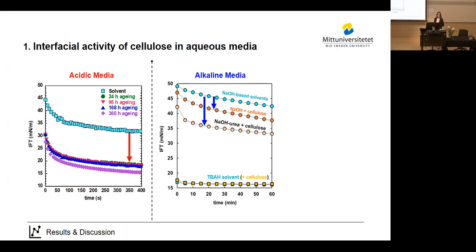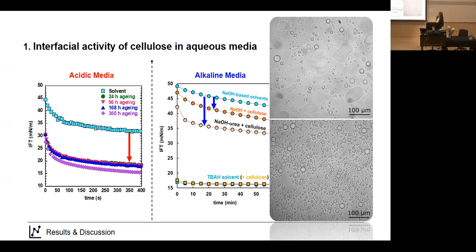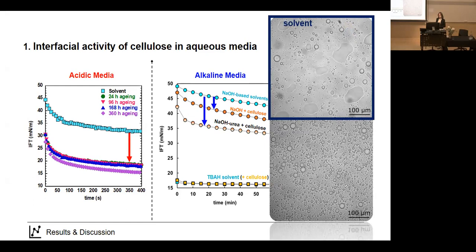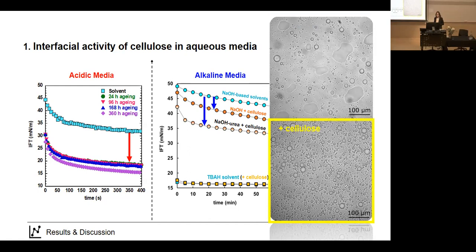As can be inferred from these pictures on the right, on top, if we mix oil in the solvent alone, we are left with still large pools of oil that were not emulsified, and the droplets that are emulsified will be separating quickly. When we add cellulose to the system, then the picture changes. We don't see any longer oil swimming in the samples. We see a fine dispersion of droplets that are stable for longer times.